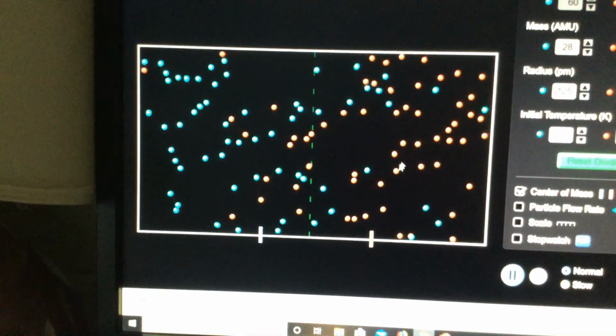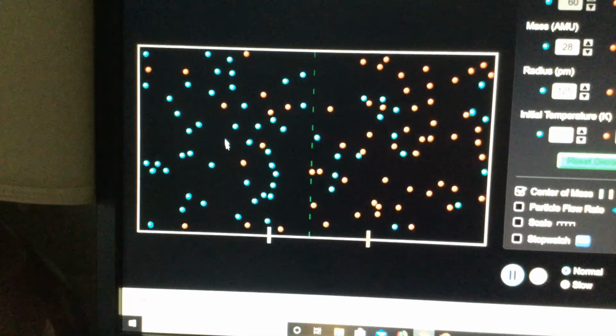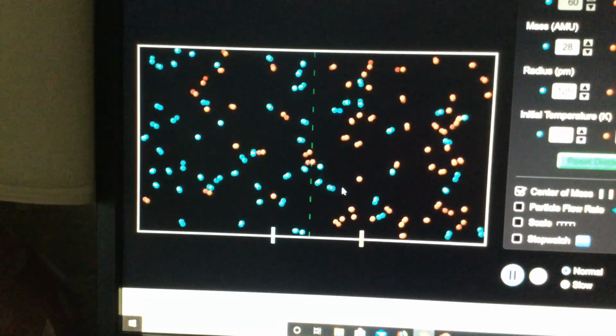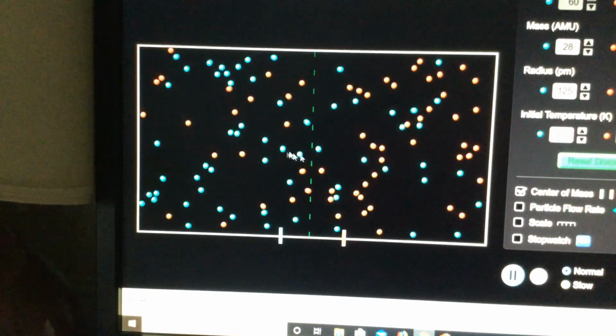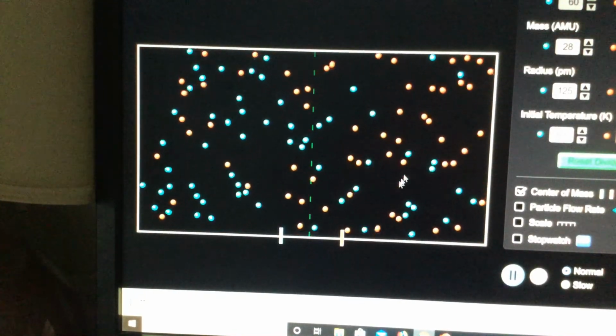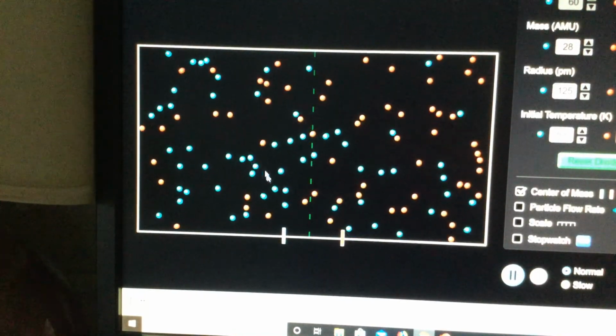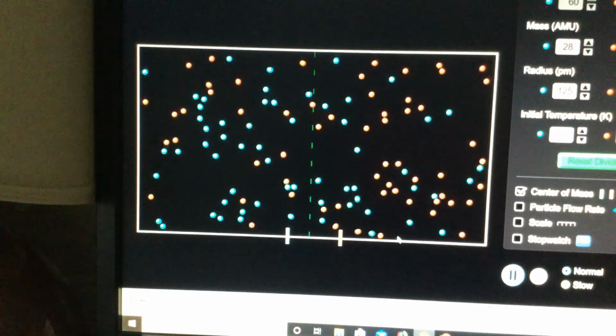The particles are spreading through the container. They have fluidity because they're flowing. They have permeability because they're able to slide through one another. And they're diffusing to spread out evenly throughout the entire container.